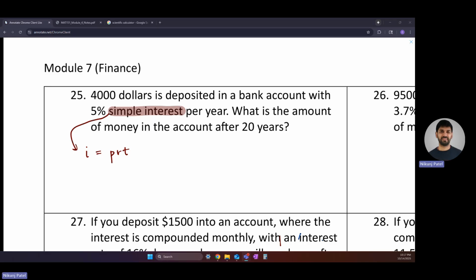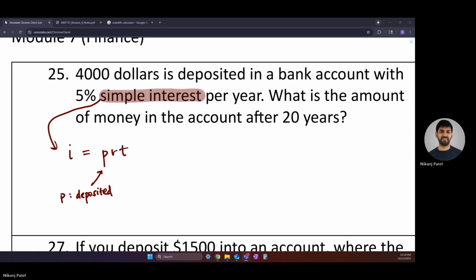Now looking at each of the parts of the formula, the P could be thought of as how much was deposited in this situation. And then R usually has to do with the interest rate. And then the T stands for time, and most of the time we're dealing with years. Depending on the situation, P might alternatively be the amount that was borrowed. But in this case, we see the word deposited. $4,000 was deposited. So that's your P value in this case.